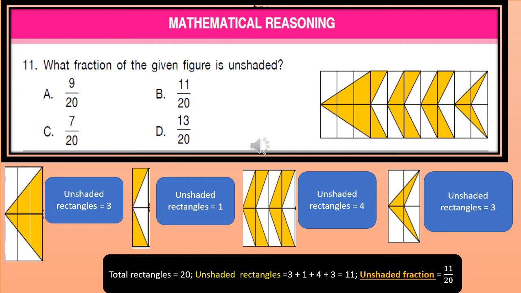And in the fourth part there are 4 rectangles, out of which 1 rectangle is shaded. So unshaded rectangles will be 3. Now total rectangles is 20. Unshaded rectangles will be 3 plus 1 plus 4 plus 3 is 11. Now unshaded fraction will be 11 by 20. So correct option is B.